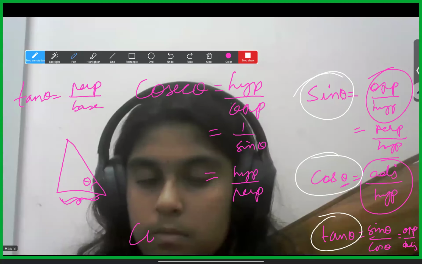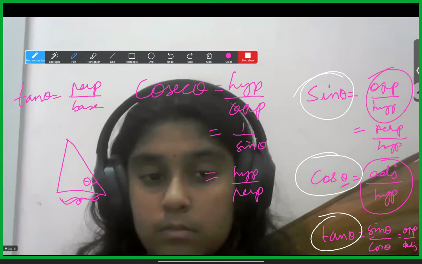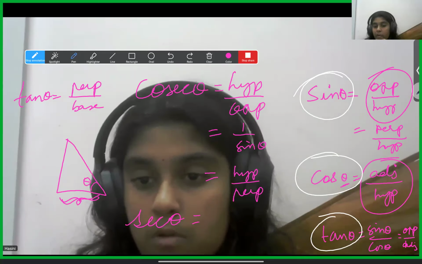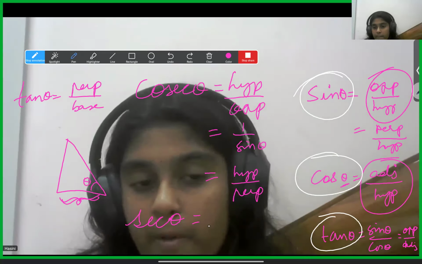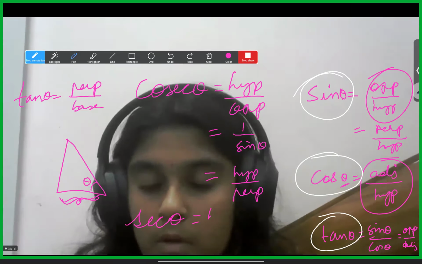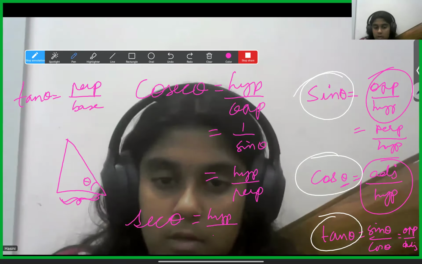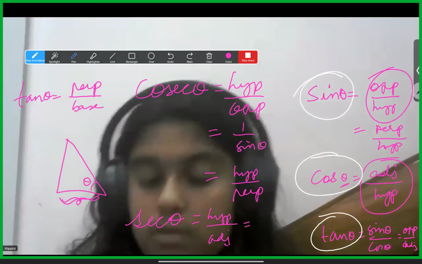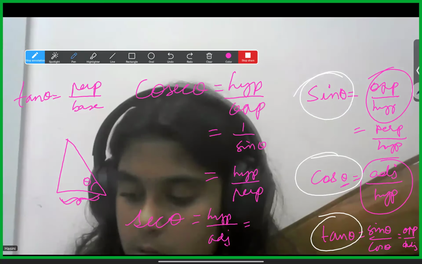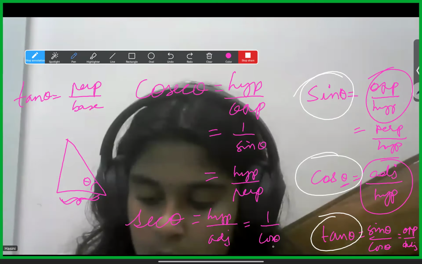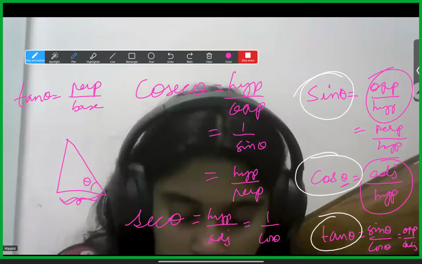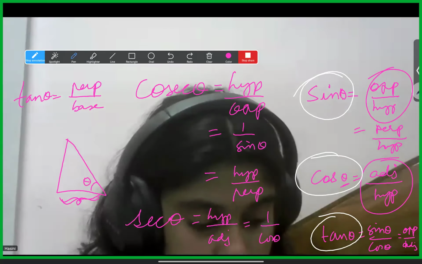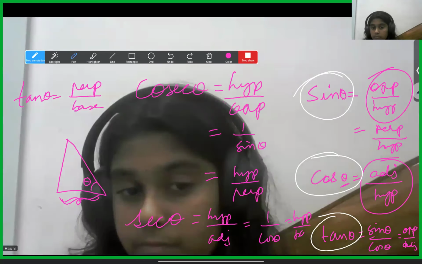Similarly, secant theta is the reciprocal of cos. Hypotenuse by adjacent. Another is 1 by cos. And one more is hypotenuse by base. These are the ways we can say it.